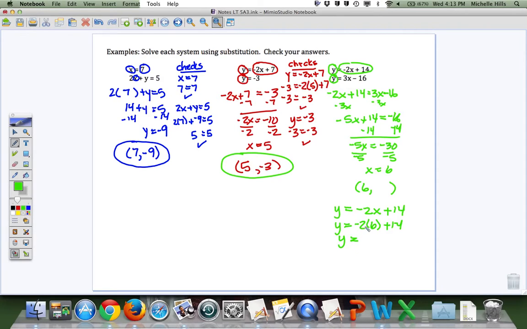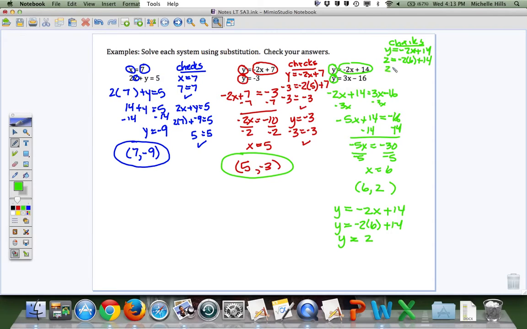Plug this in your calculator. Negative 2 times 6 plus 14 is 2. So I believe my y is 2. Now my checks. Start with my y equals negative 2x plus 14. Looking at my answer, I'm going to substitute 2 for y and 6 for x.